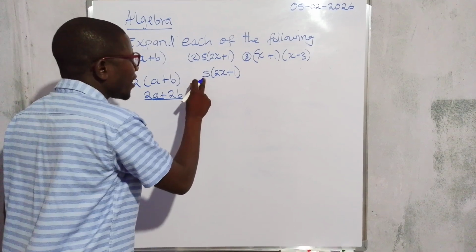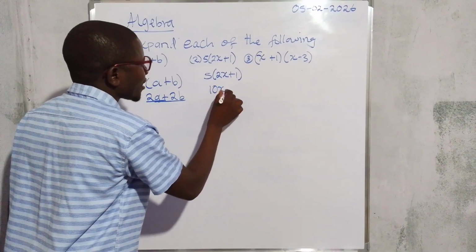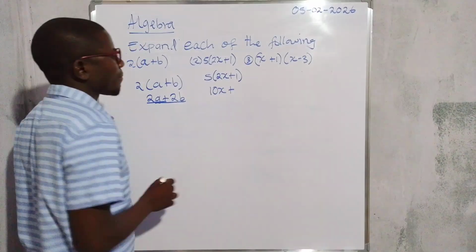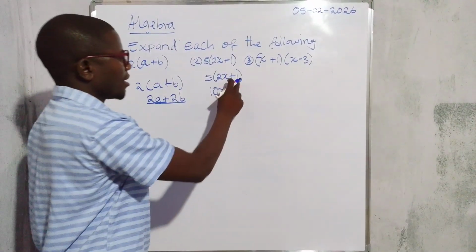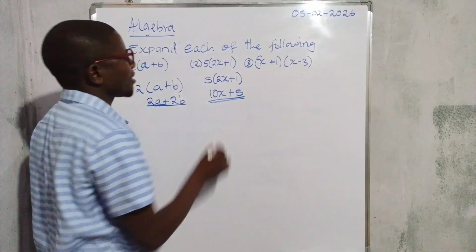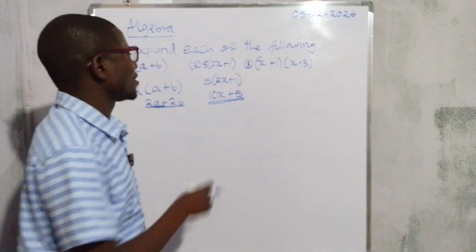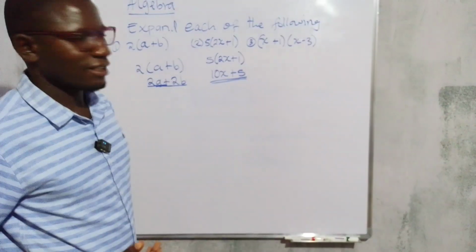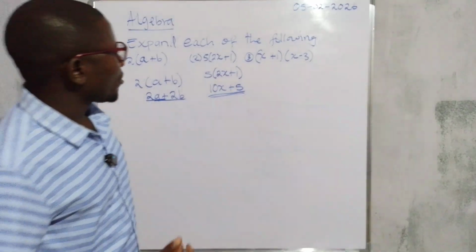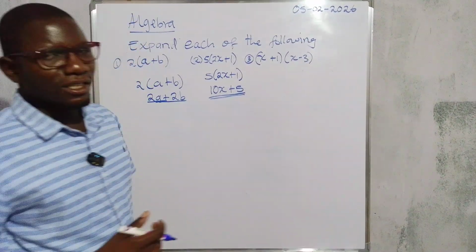So we are going to say 5 times 2x gives us 10x, plus 5 times 1 gives us 5. And this is our final answer, because we cannot simplify further, since these are not like terms. I hope it is also clear there. Now, let's move on to question 3.